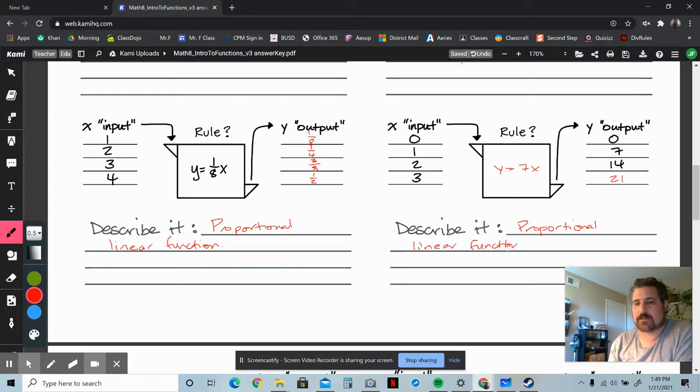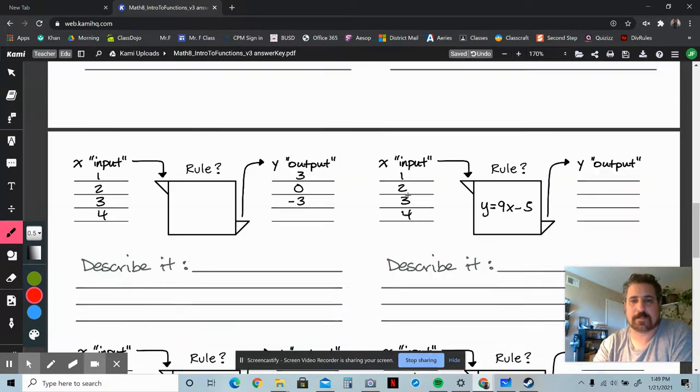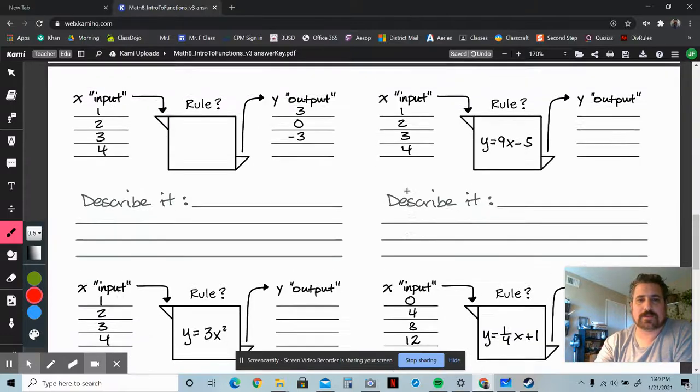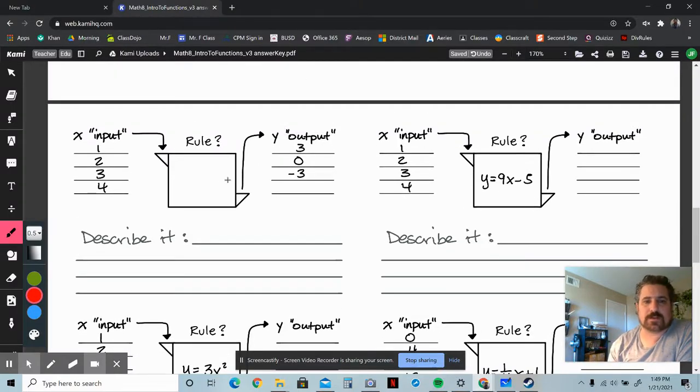And that's how easy that one was. Let's go to the next one. For this one here, you're going to do the check to see if it's proportional. Is 3 over 1 the same as 0 over 2? Well, no. 3 over 1 is 3, and 0 over 2 is 0. So that's not the same. So now we know this is, once again, a non-proportional relationship.